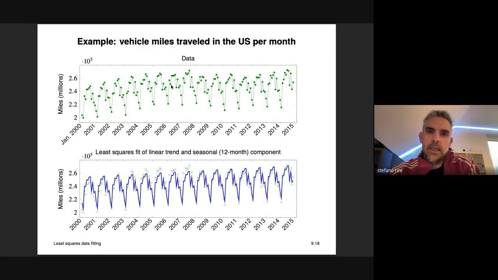And this is again the vehicle miles traveled in the US per month. Of course, people are using more cars, are working further away, whatever. So there's always an increasing trend. If you detrend it, then you see more clearly a pattern where people use the car more in summer, and they take fewer trips in winter, and so on. Good.